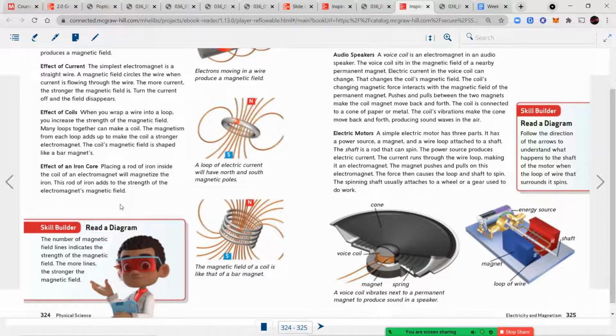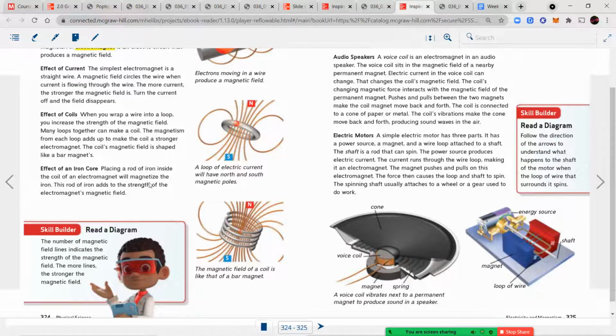And now we're going to read about the effect of an iron core. Placing a rod of iron inside the coil of an electromagnet will magnetize the iron. So that means that core, that iron core, whether it's a nail or just a piece of iron, will also become magnetized, or it will become a magnet once you place it inside of those coils. The rod of iron adds to the strength of the electromagnet's magnetic field, and that's because iron is a conductor.